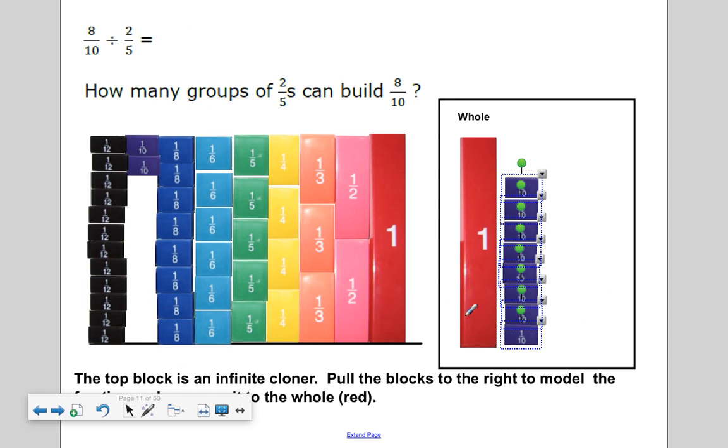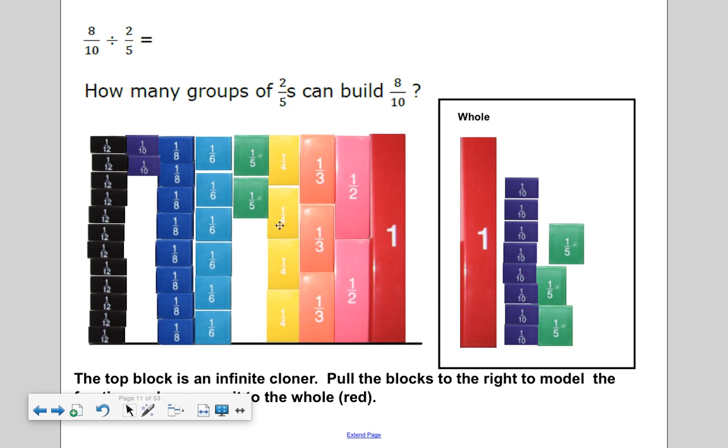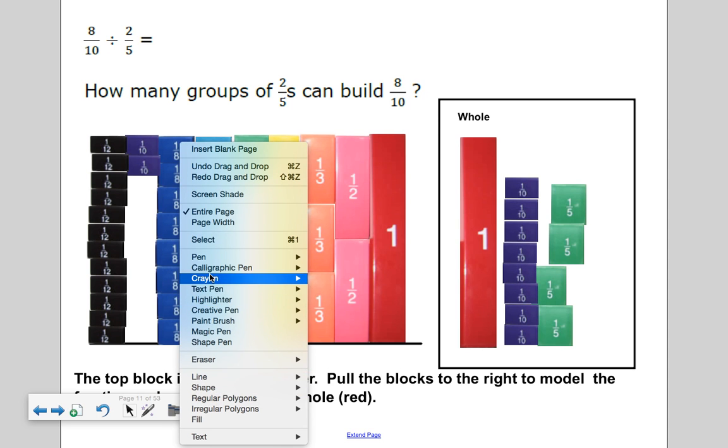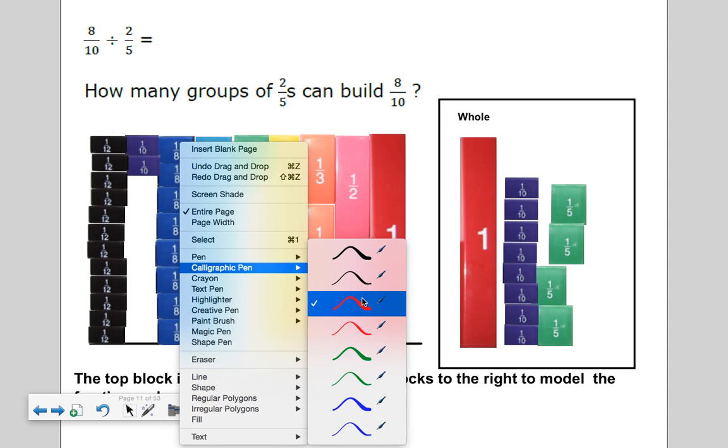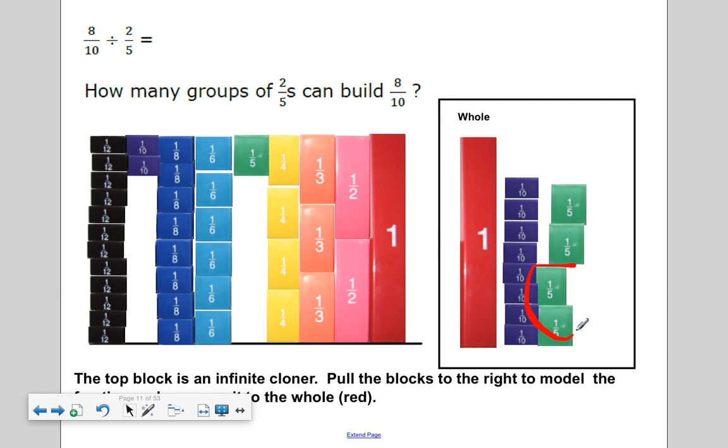And last but not least, I see 8/10. How many groups of 2/5 will build into this? This is one group of 2/5. Here is a second group of 2/5. Let me, using my pen, show you. So it's one group of 2/5, two groups of 2/5. So the answer is 2.